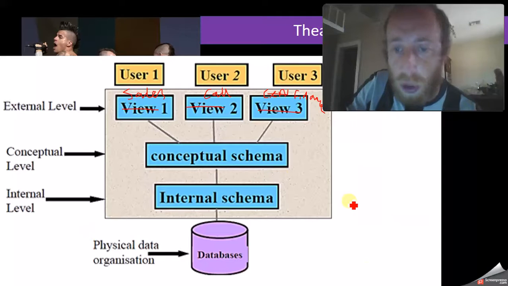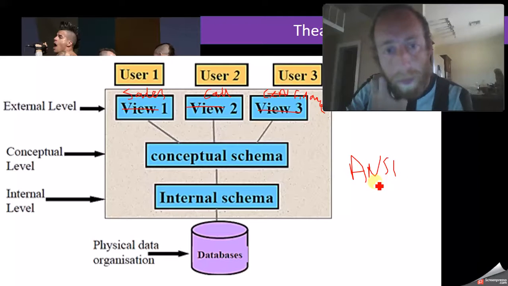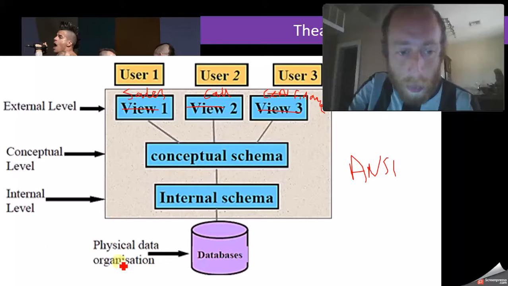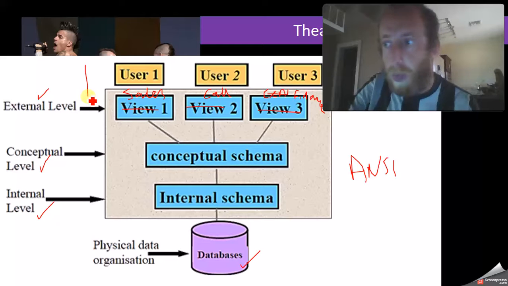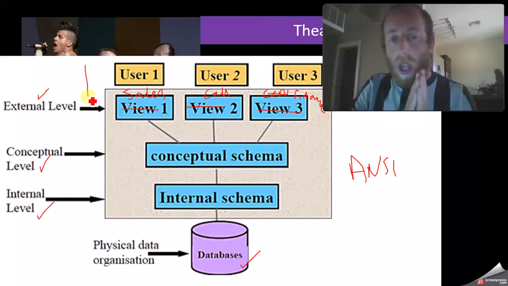Now, what you see in front of you is called the ANSI, so I'll spell it out for you, because I'm nice. Three-level architecture for our database, where you've got the physical layer, check, the internal schema, or the internal level, check, the conceptual level, check, and the external level, check, which relates to this. Now, ladies and gentlemen, what you need to be aware of is the following.